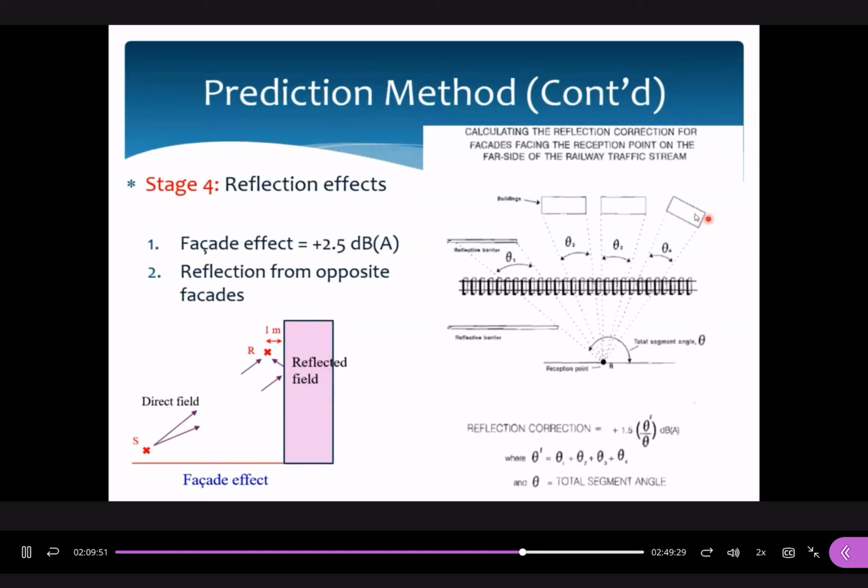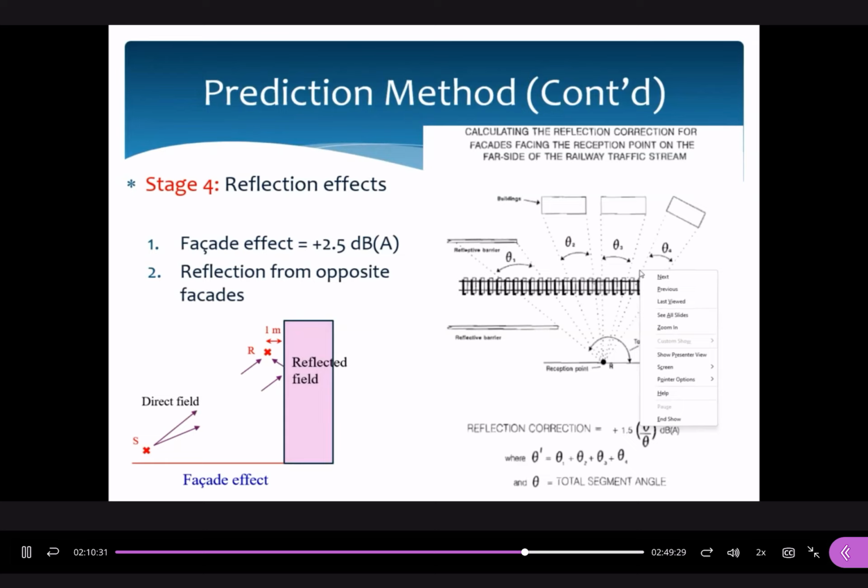And for the reflections from opposite facades, we are talking about the other side along this rail track. Do you still remember that at the beginning, in stage number 1, we need to consider whether we have to divide into different segments, correct? In this case, we have a single track. Do you consider whether we need to divide into different segments, or we just consider that this is a whole segment? In this case, when you consider this figure.